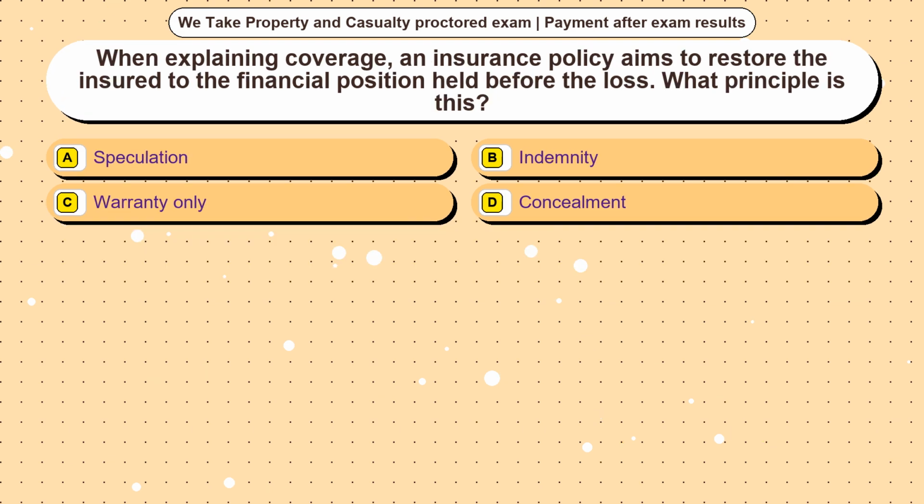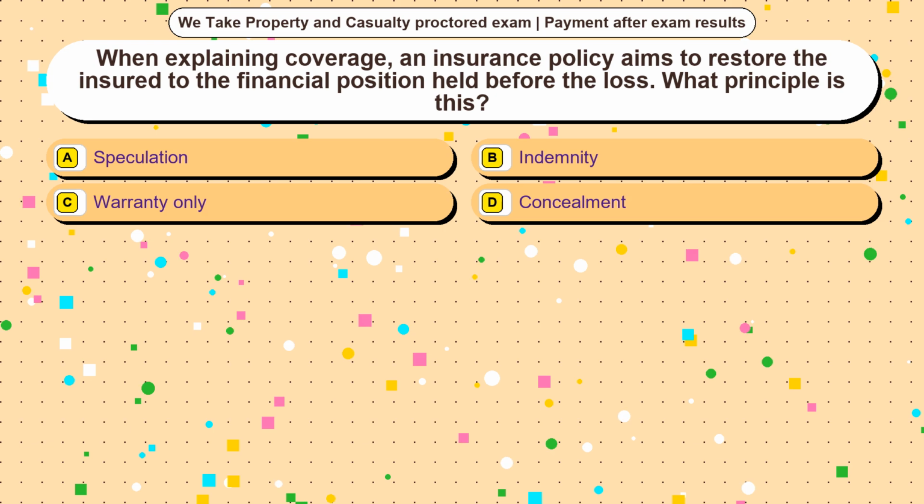Question 8. When explaining coverage, an insurance policy aims to restore the insured to the financial position held before the loss. What principle is this? Option A, speculation. Option B, indemnity. Option C, warranty only. Option D, concealment. The correct answer is option.